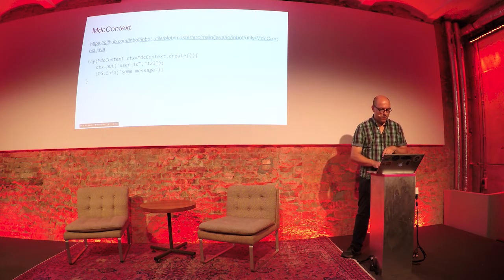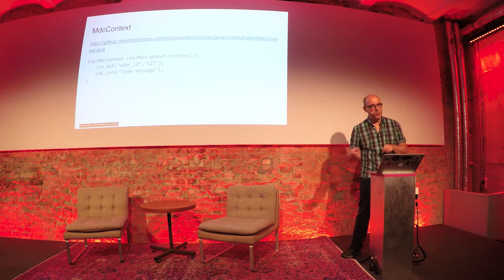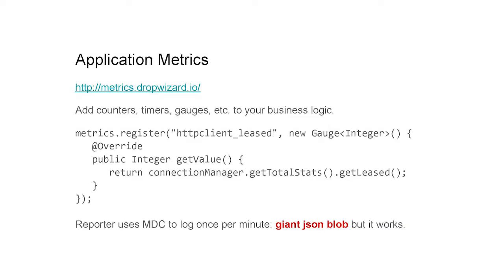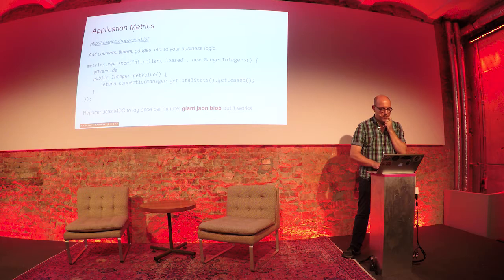The thing with the MDC is you also need to remove what you put in it. This sort of automates that. So we put it here, and once this block exits, it removes everything that was put. This is how these application metrics work. There's a framework out there from one of the app server stacks called Dropwizard Metrics, which we're actually not using, but we're using this framework, which allows you to do things like this.